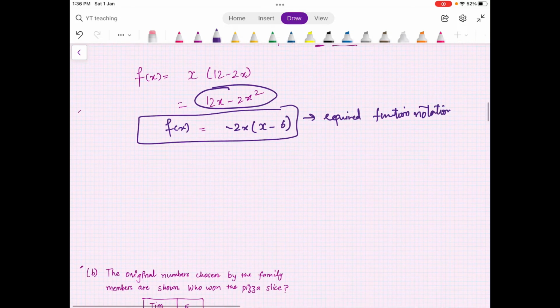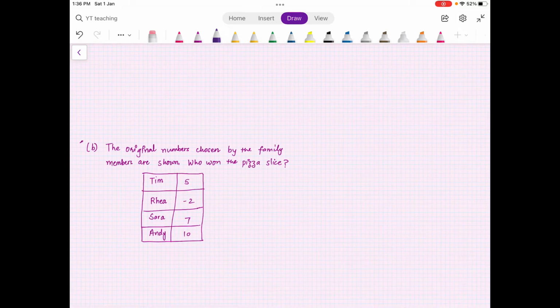Now we have another part which says the original numbers chosen by the family members are shown. Who will win the pizza slice? So there is Tim, the number chosen is 5. Ria, they chose minus 2. And then Sarah, they chose 7. And then Andy, they chose 10. So we have to see who will win the prize.